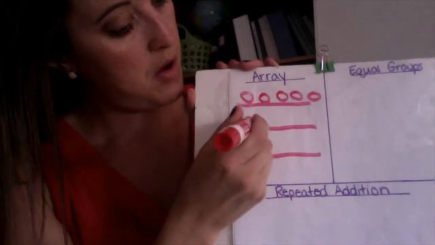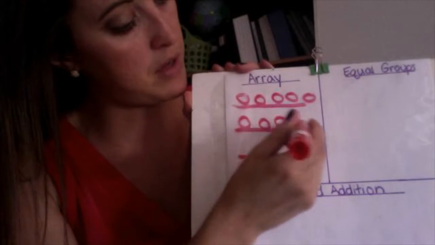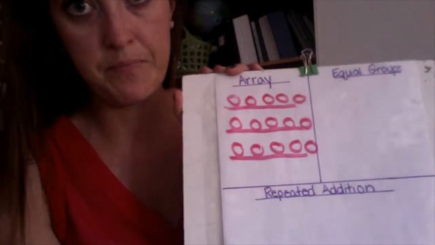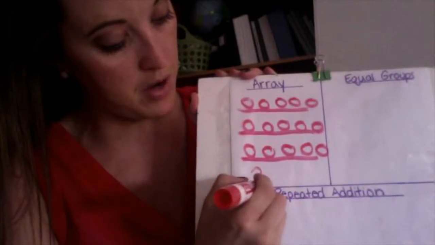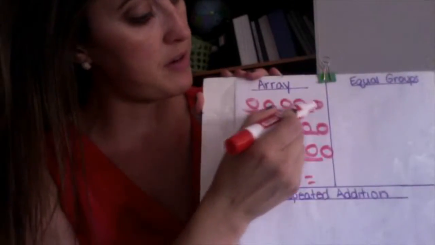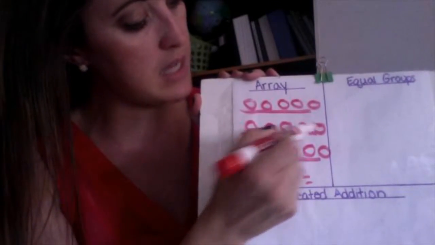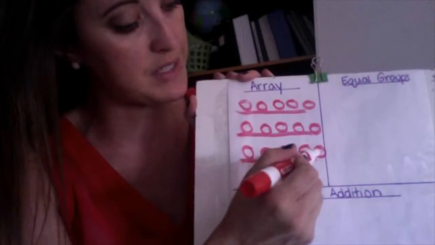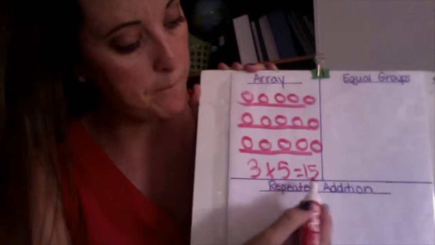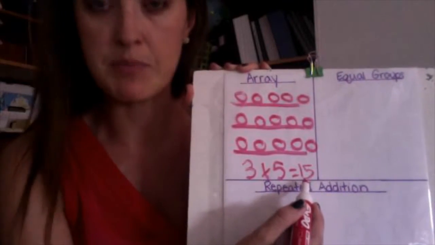1, 2, 3, 4, 5. There are 3 rows with 5 in each, which gives us a total of 1, 2, 3, 4, 5, 6, 7, 8, 9, 10, 11, 12, 13, 14, 15. So by drawing an array, I can see that Kimura bought 15 tennis balls.